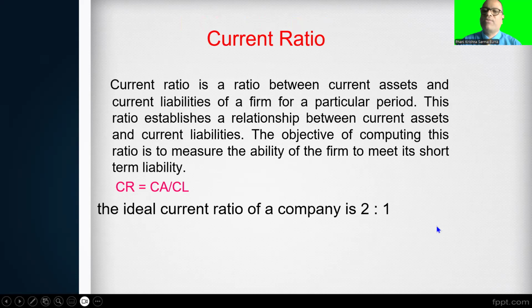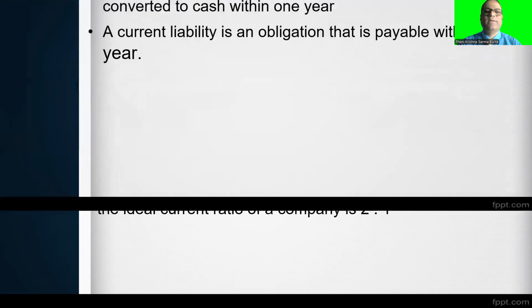Current ratio is a ratio between current assets and current liabilities and establishes a relation for a particular period. This ratio establishes a relationship between current assets and current liabilities. The objective of computing this is to measure the ability of a firm to meet its short-term liability. Current ratio is current assets by current liabilities. The ideal ratio is 2:1.